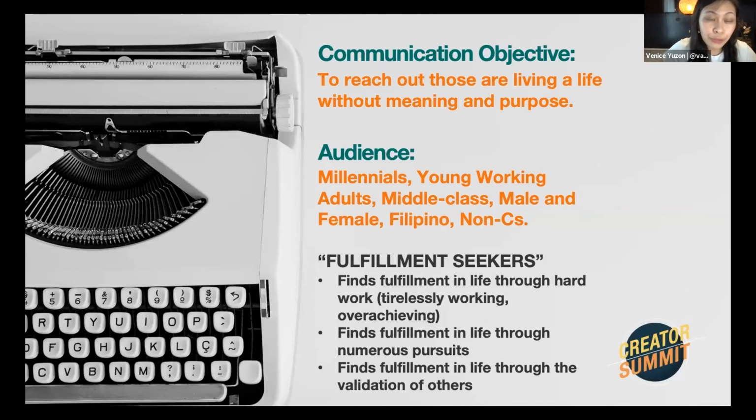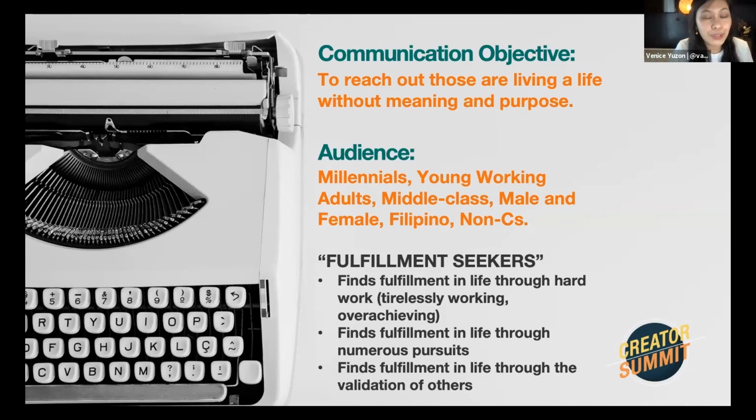So where do they find their fulfillment? I have to get into their heads and study where they find their fulfillment. So they find their fulfillment in life through work. So young millennials, our young working adults, are mostly busy with work. They are overachievers, tirelessly working, and OT ng OT, okay? Sila to, because they think that climbing the ladder in the corporate world will actually give them fulfillment. Some also find fulfillment in life through numerous pursuits.